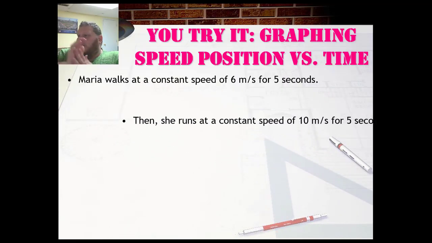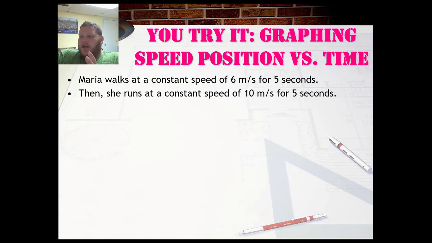So in this one, if we're going to try and graph this, the context we're given: Maria walked at a constant speed of 6 meters per second for 5 seconds. Then she runs at a constant speed of 10 meters per second for 5 seconds. So she starts off walking, or jogging maybe, and then she sets off into a run.